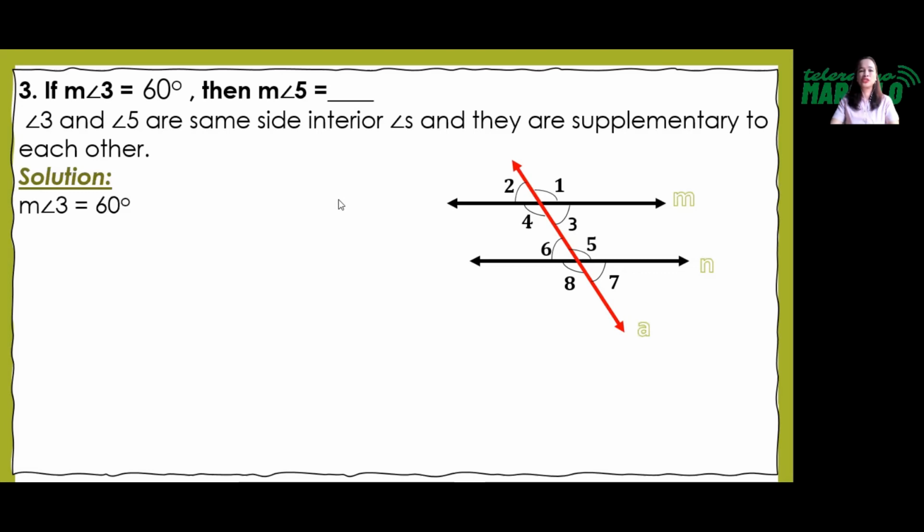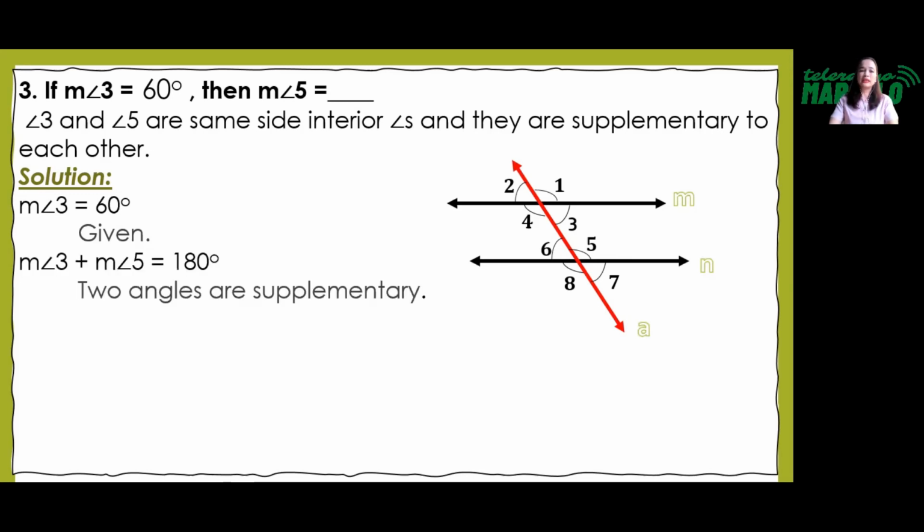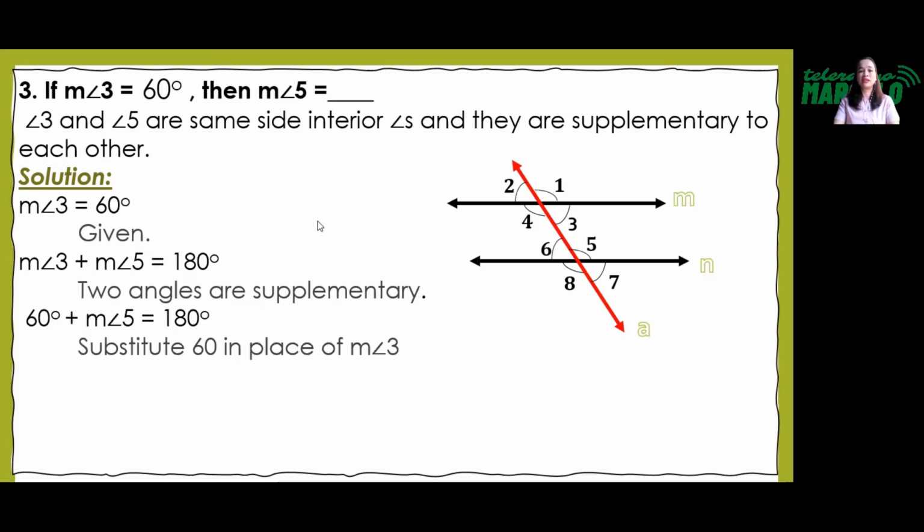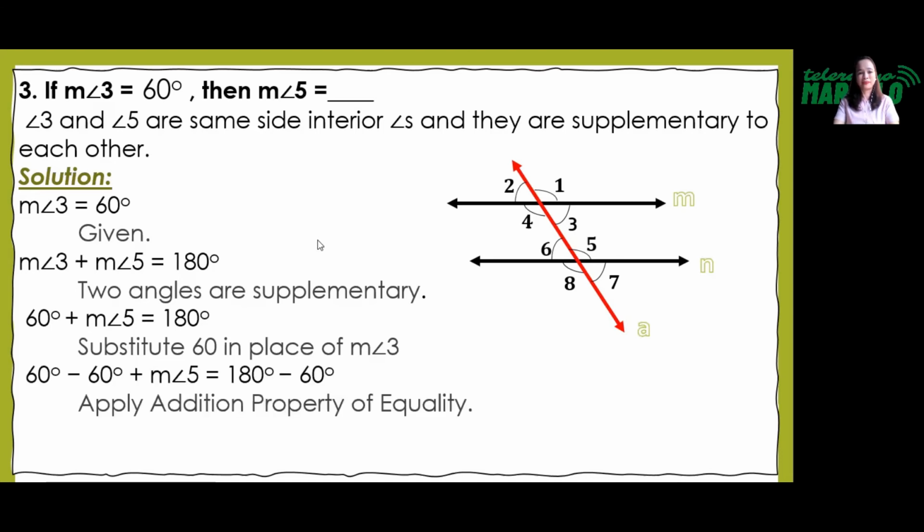So for the solution, given measure of angle 3 is 60 degrees, since two angles are supplementary, we can say that the measure of angle 3 plus the measure of angle 5 is equal to 180 degrees. Substitute 60 in place of measure of angle 3. So we have 60 plus the measure of angle 5 is equal to 180 degrees.